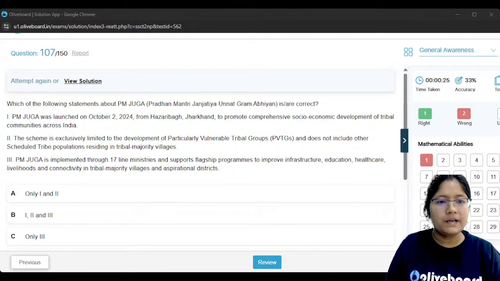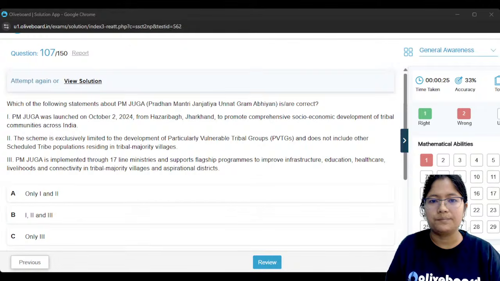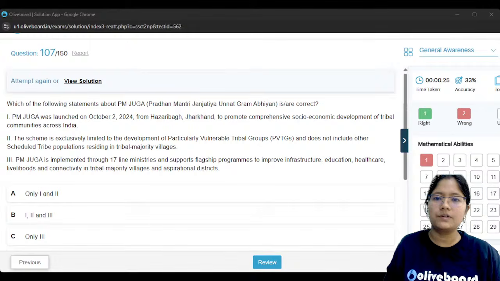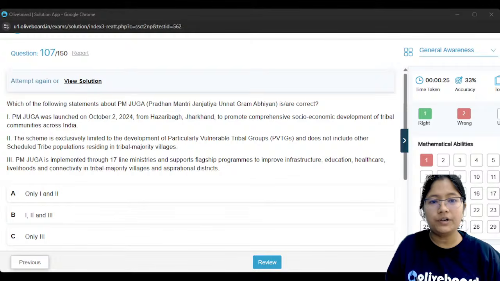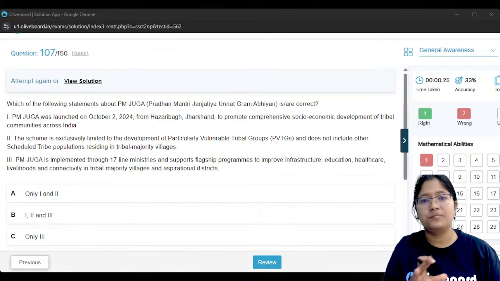The PM JUGA is implemented through 17 line ministries and supports flagship programs to improve infrastructure. Did it focus on infrastructure? Yes, the main focus was on infrastructure, education, healthcare, livelihood, and connectivity in tribal majority villages and aspirational districts. Somewhere around 5 crore is to be spent over a period of 5 years, and somewhere around 63,000 villages have been identified.